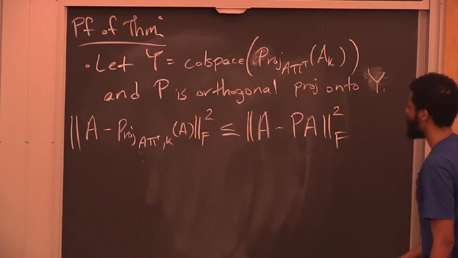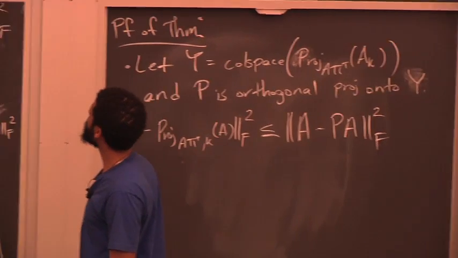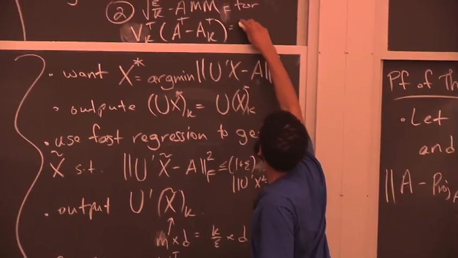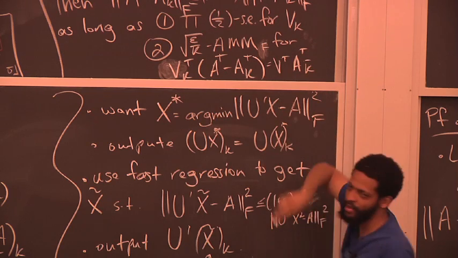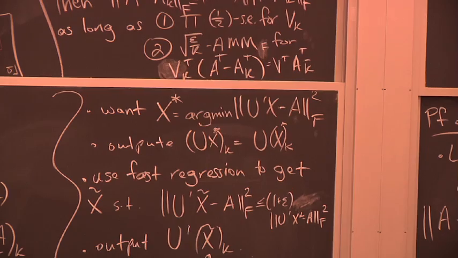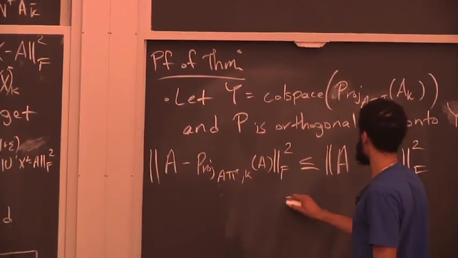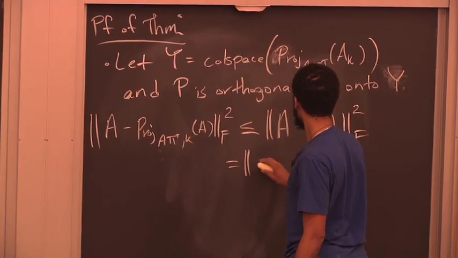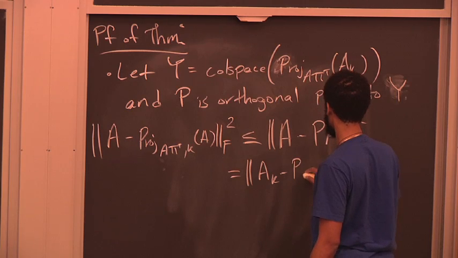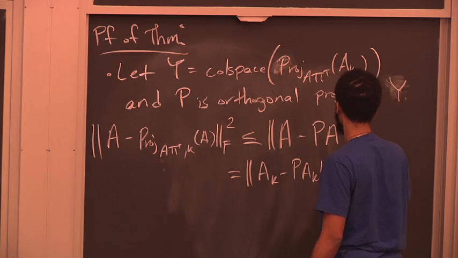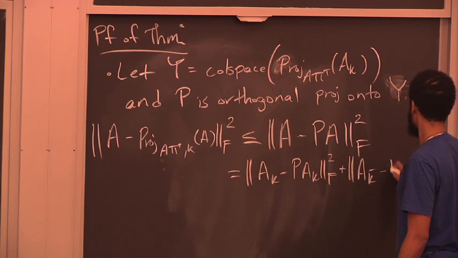Okay. And then now I can decompose A as AK plus AK bar. By AK bar, I just mean A minus AK. It's all the other stuff, it's the error. So I can decompose this as AK minus PAK plus AK bar minus PAK bar.